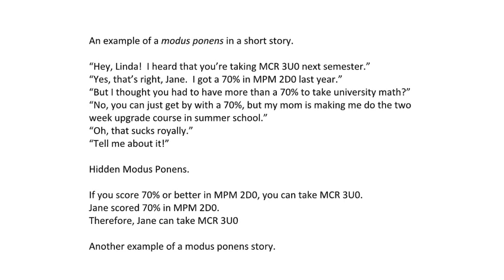So here the hidden modus ponens argument is as follows. If you score 70% or better in the grade 10 academic course, you can take the grade 11 university course. P exists. Jane, a specific example, scored 70% in the grade 10 academic course. Therefore, Jane can take the grade 11 university math course. This is another example of a modus ponens story.